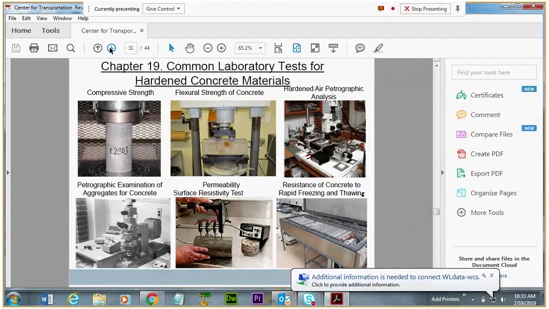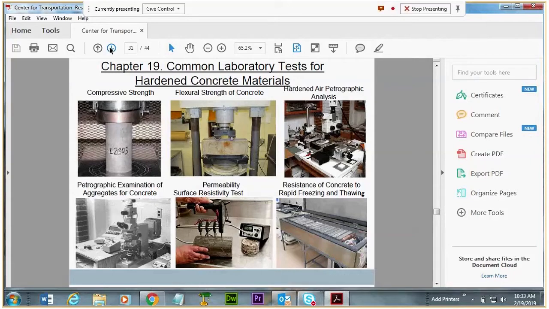The rapid chloride test that's been used for years has some larger than what we'd like to see variations in the results, and the surface resistivity test is becoming more and more useful because it doesn't have as much variation. And then the last one on this slide is the resistance of concrete to freeze-thaw damage, which we're quite familiar with, I'm sure.